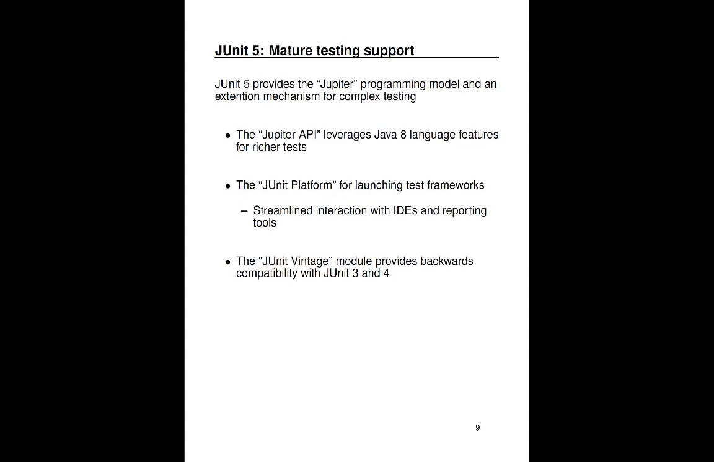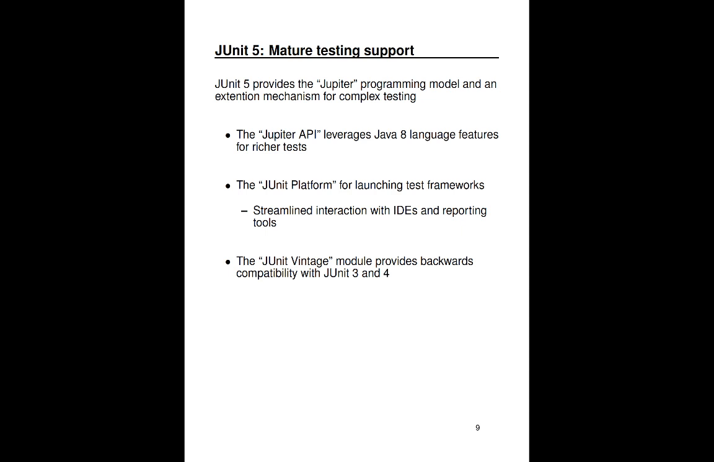JUnit 5 continued to mature testing support for Java programs by providing a new programming model called Jupiter. It also continued to acknowledge the importance of having robust frameworks for running JUnit tests by providing a platform that can be used by a bevy of tools, and then also contains backwards compatibility support for older JUnit tests, because there's still a lot of those out there in the field.